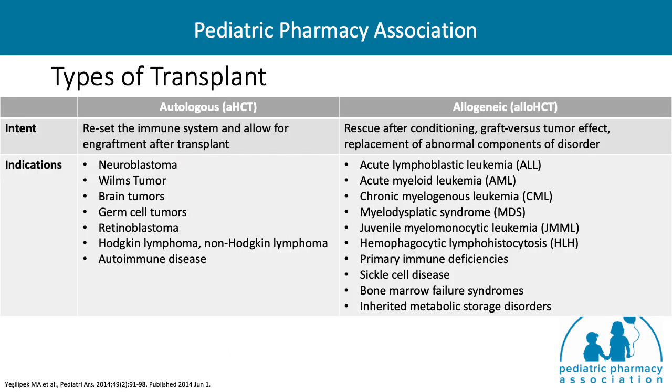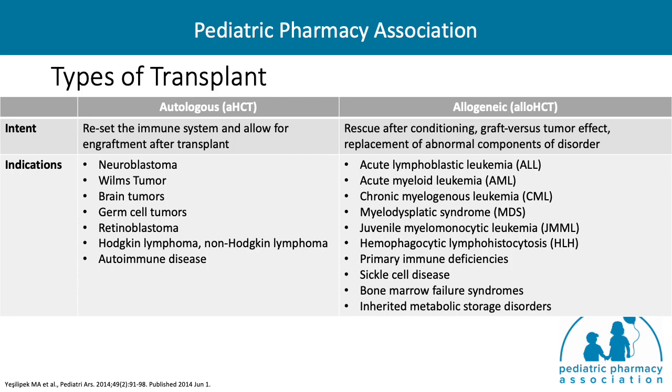Autologous and allogeneic bone marrow transplant have varying intents and indications for which they are used. The intent of autologous transplant is to reset the immune system to allow for engraftment following transplant. Some indications for autologous transplant include neuroblastoma, Wilms tumor, brain tumors, germ cell tumors, retinoblastoma, Hodgkin and non-Hodgkin lymphoma, and autoimmune diseases.